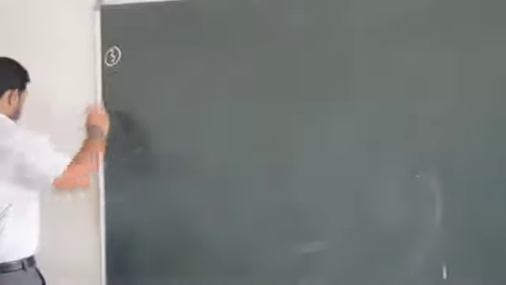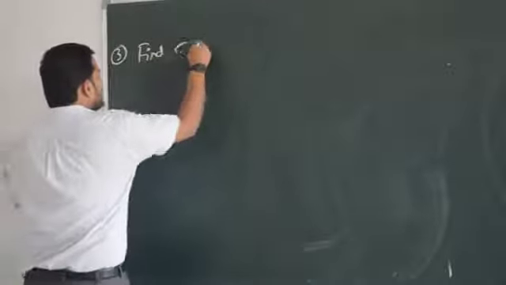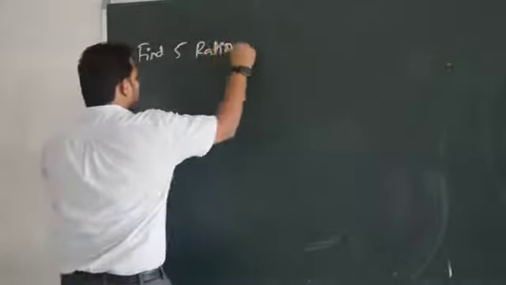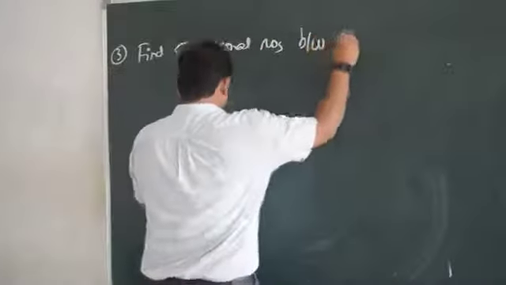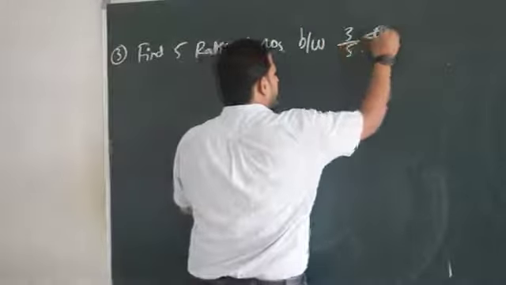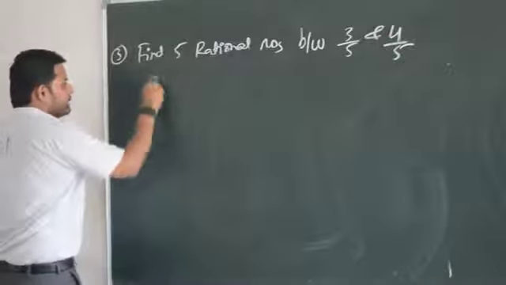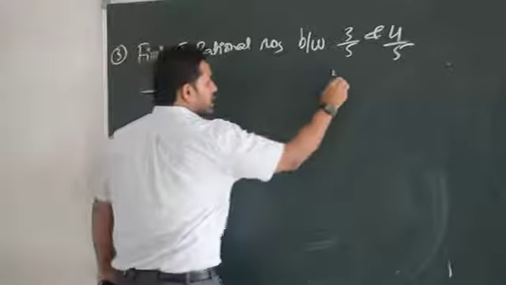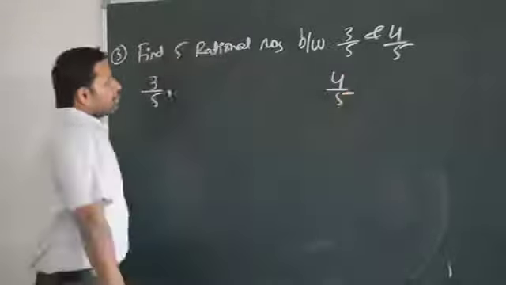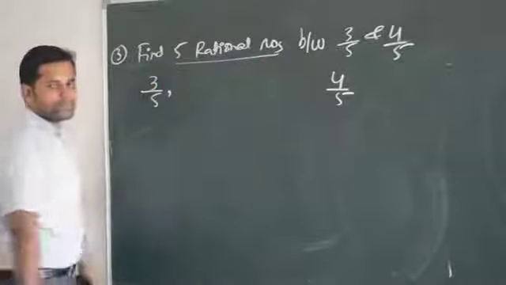Let me take the third question here. The third question is very simple again. It is like this. Find 5 rational numbers between 3 by 5 and 4 by 5. Let me write here. 3 by 5 is there, and after that some number will come, and after that I am going to get 4 by 5. I am supposed to write how many rational numbers? 5 rational numbers.